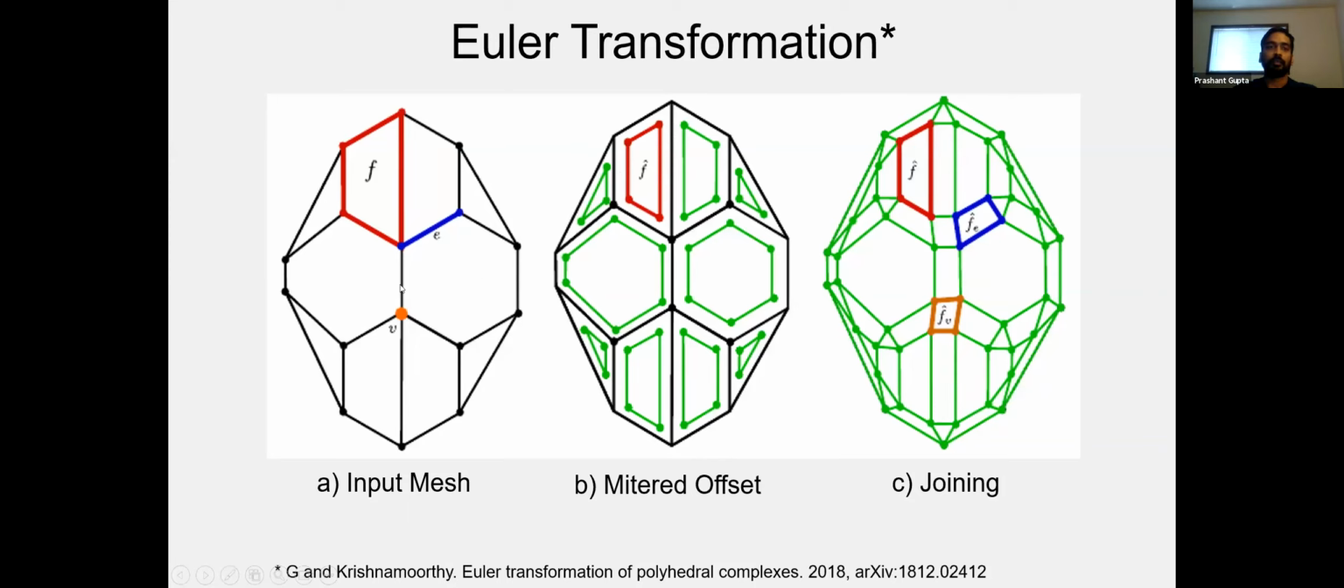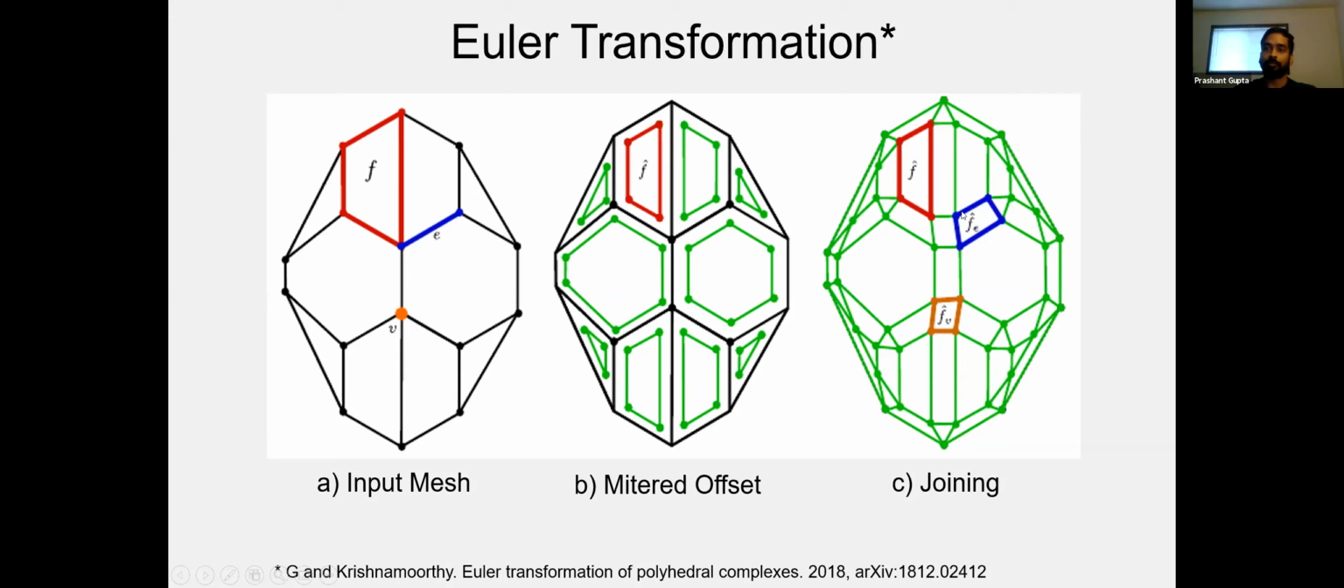Then for each corresponding edge and vertex in the input mesh, we create new cells, shown in blue and orange in the figure on the right, by joining these vertices. As you can see, I joined these vertices and got these new cells. Once we are done, we get an Euler mesh. As you can observe, each vertex is connected to 4 vertices. And we can also see that this problem can be solved in polynomial time.